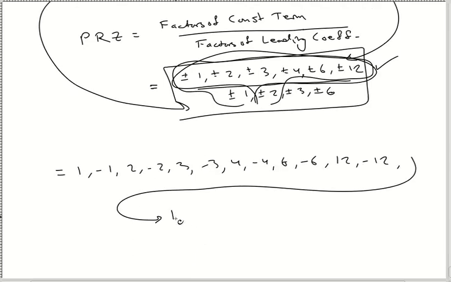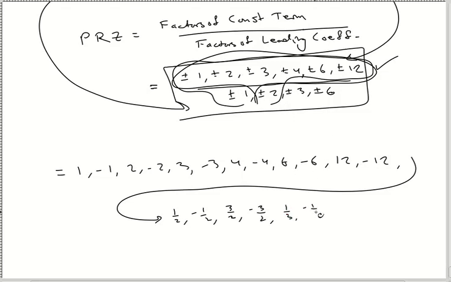1 half, negative 1 half. 2 over 2 is a 1. We already got that, so that's good. 3 halves, negative 3 halves. 4 over 2 is 2. We already got it. 6 over 2 is a 3. 12 over 2 is 6. We already got it. Okay, everything divided by 3.